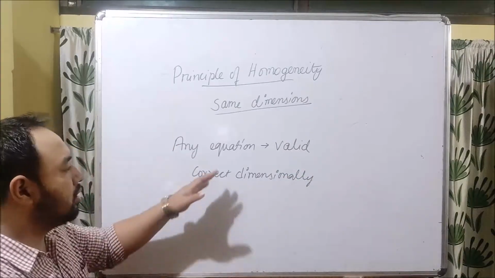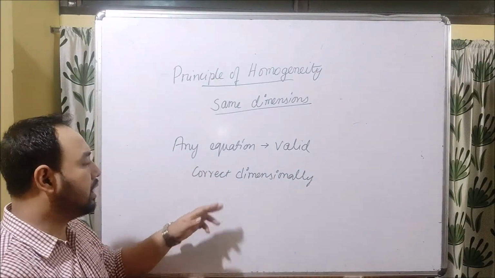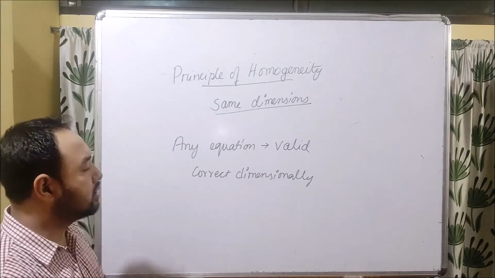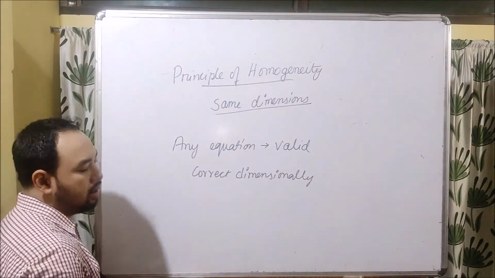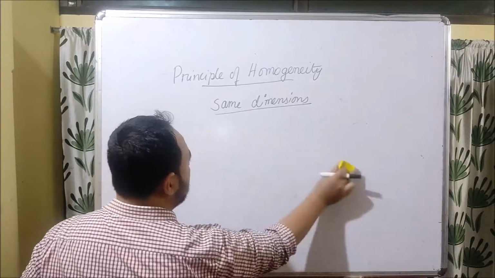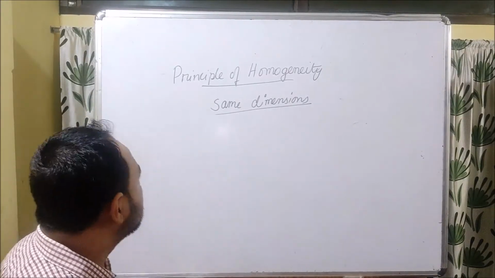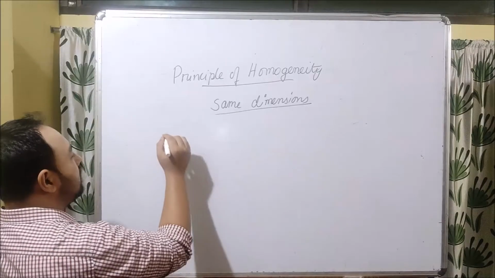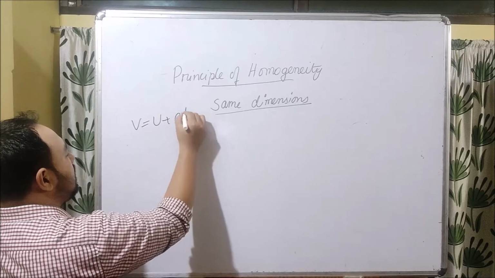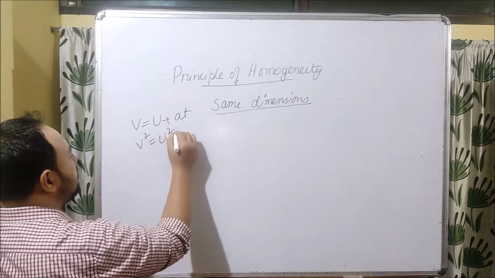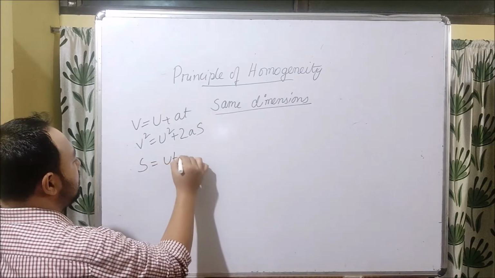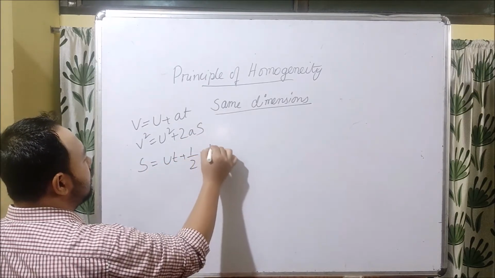So for any equation to exist, that equation should be correct dimensionally. The left hand side and the right hand side should have the same dimensions. Okay, we'll see this. So we will check this. What are the equations of motion? It is v equal to u plus at, v square is equal to u square plus twice as, then s is equal to ut plus half at square.